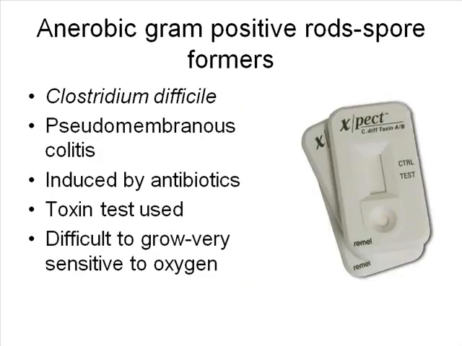Your Clostridium difficile, which we use the C. diff test. What are we testing for? We're testing for the toxin and the antigen. So the antigen is the actual organism, and we're also testing for the toxin. The reason we do this is because it is very difficult to grow because it is so sensitive to oxygen. But you're going to see in the test question pseudomembranous colitis induced by antibiotic use. So you're going to see this in patients who have been treated with big gun antibiotics.